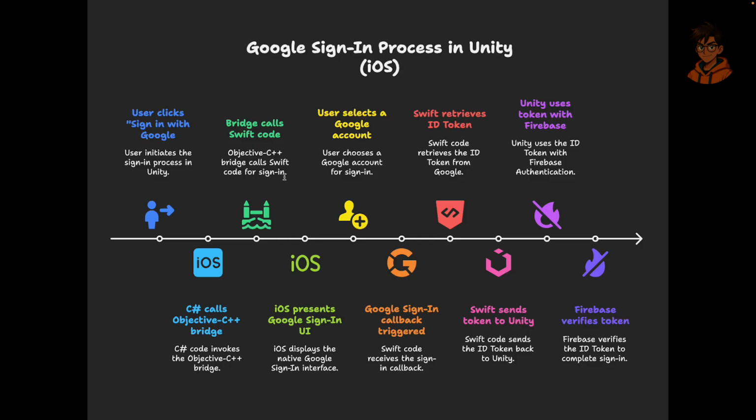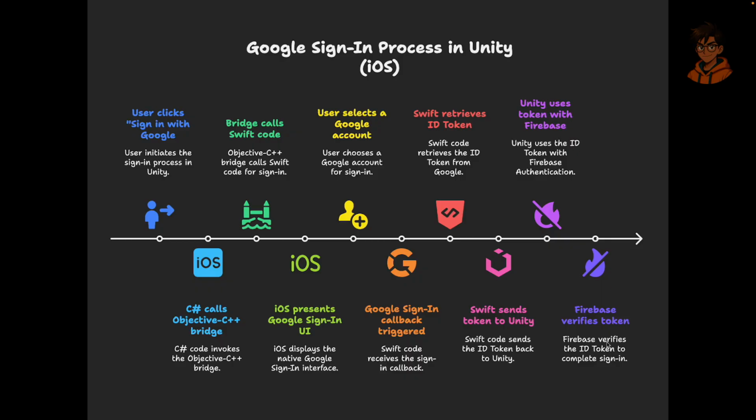In the wrapper, we will call the Swift part with the right function, basically Google sign-in. The iOS part will display the Google interface. After that, the user needs to choose the Google account, and then we will get the ID token. The ID token is sent back to Unity. Unity will retrieve the ID token and send it to Firebase, and with Firebase we will check if the sign-in is complete.